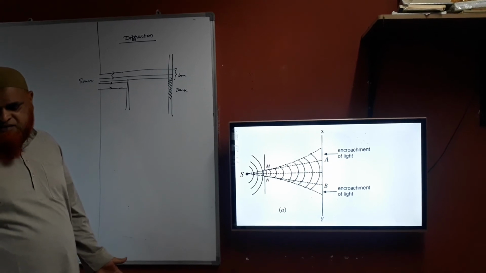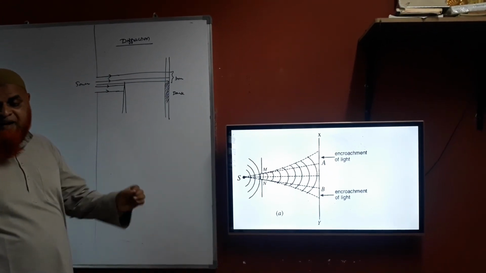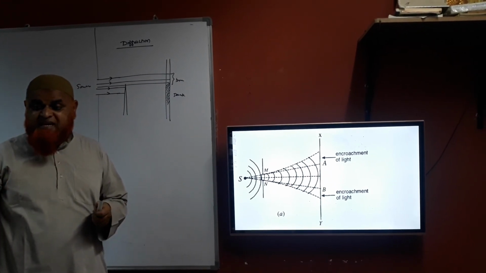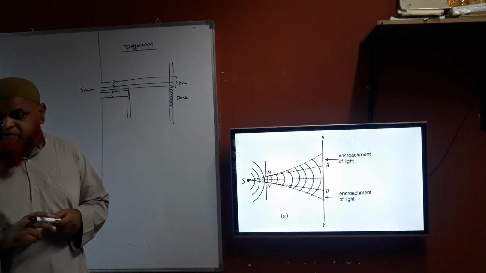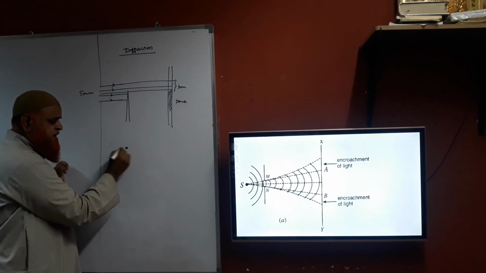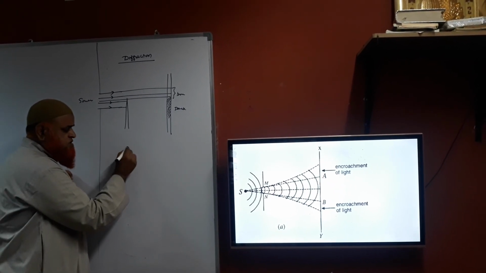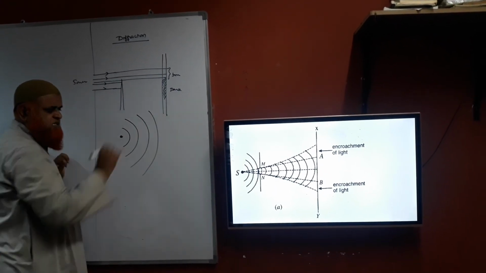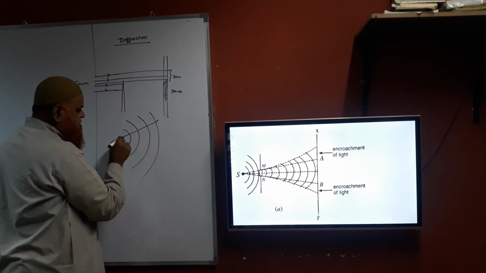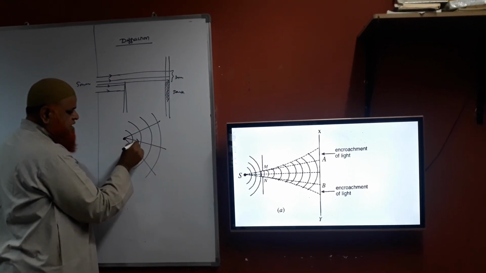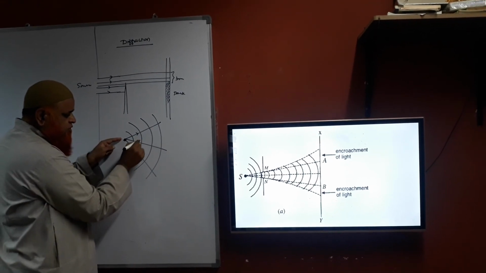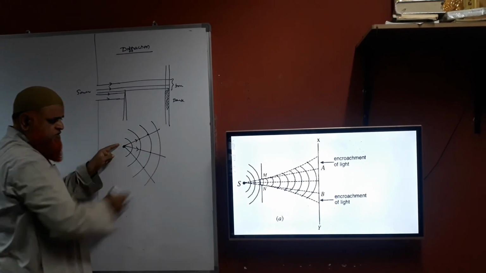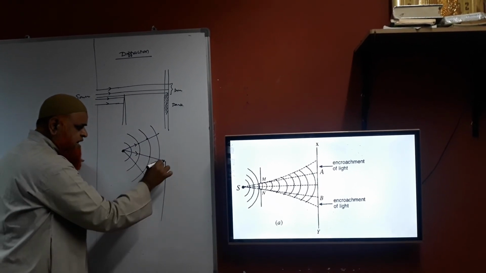But it is not like that. Light is going to bend, and the bending of light is because of secondary wavefronts. What do you mean by secondary wavefront? For example, if you take a source, from the source, wavefronts will move forward like this. This is called a wavefront. From the source, light travels in different directions, and if you join the points at exactly equal distances, you get wavefronts.